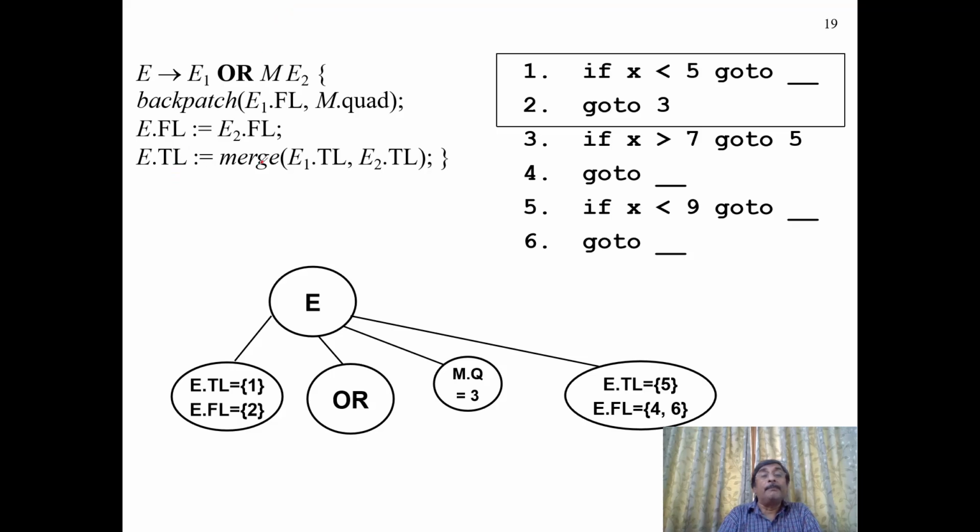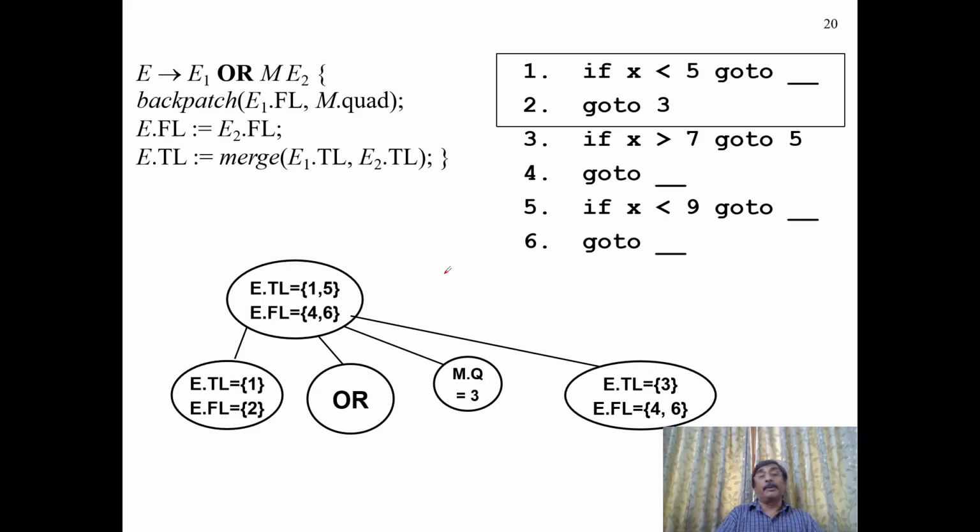And what is E.TL? This is an OR condition. So wherever this condition is true, that makes the whole condition true. And wherever this condition is true, that makes the whole condition true. So 1 and 5 are the true exits from the whole condition. So 1 and 5 becomes E.TL, and E.FL becomes E2.FL, which is 4 and 6. So therefore we get this part. Right? So that is the whole story of parsing the condition x less than 5 or x greater than 7 and x less than 9.